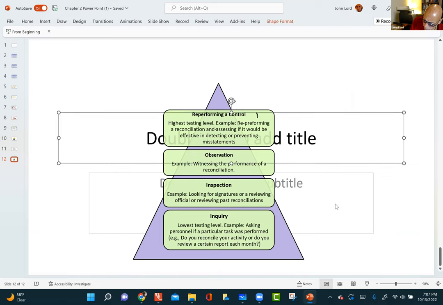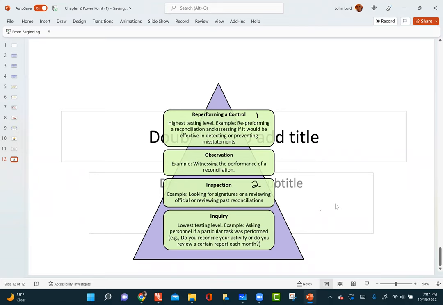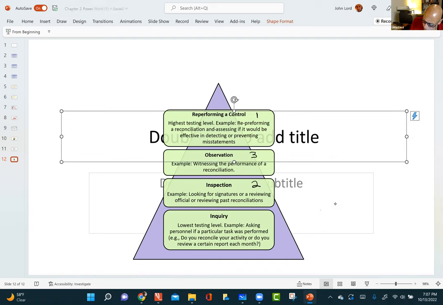So number one is re-performance. Number two, they said, is what, inspection? Somebody help me with that, is that right? Yes, inspection. Number three is observation, and the least reliable is inquiry. Sorry about that. Note to self, I got to fix that. Those should be flipped.